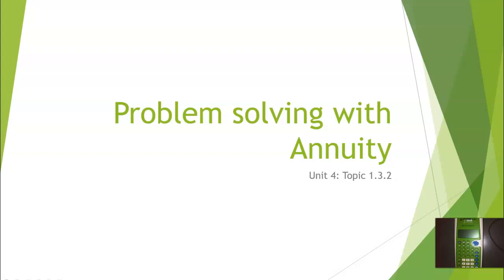Okay, so today we're going to be covering problem solving using annuities. So this is Year 12 General Mathematics Unit 4, Topic 1, Loans, Investments and Annuities, and Subtopic 3, Annuities and Perpetuities.